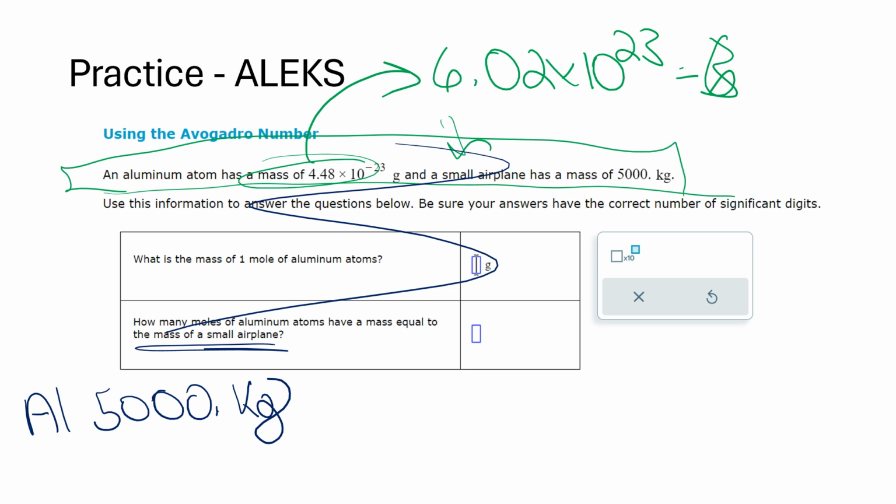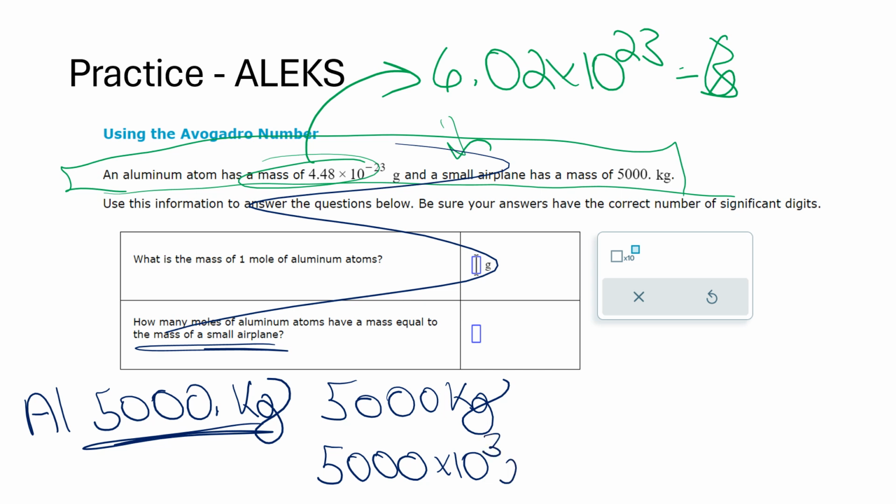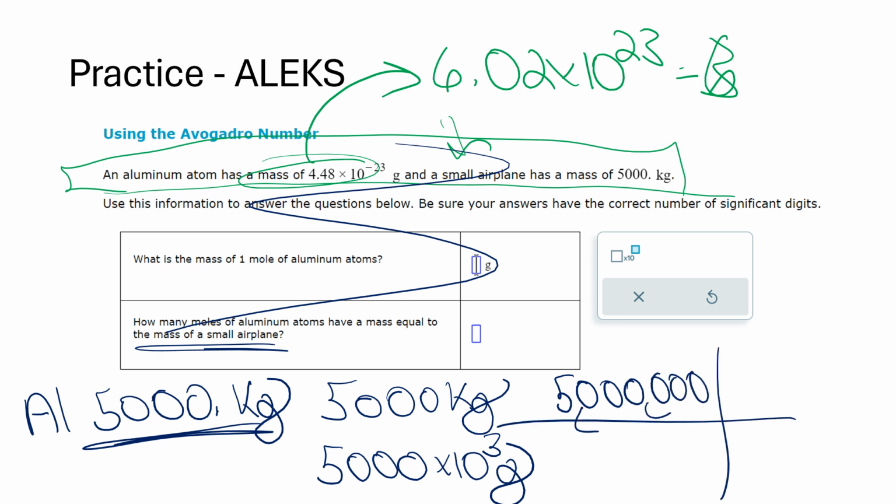So we have 5,000 kilograms. That means we have 5,000 times 10 to the 3rd grams, or 5 million grams of aluminum. 1 mole is 26.98 grams. So how many moles are in it? So you go from grams to moles, you multiply by molar mass.